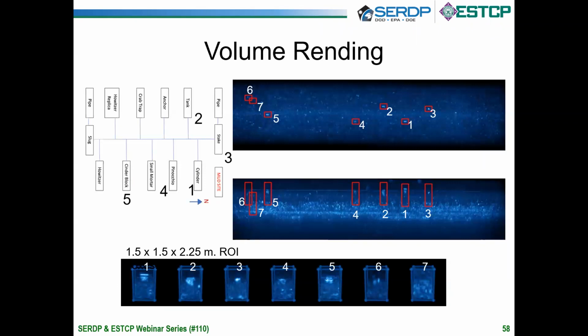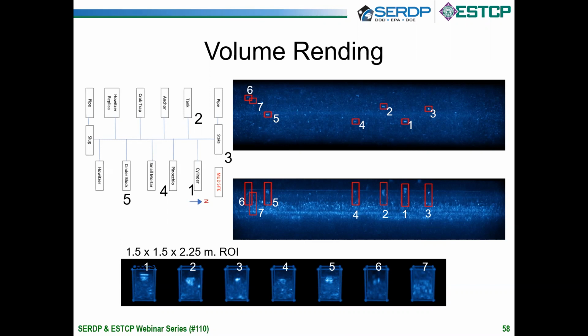So we're now going to look at the volume rendering, and I've numbered several of the targets that we've just seen on the last slide. And we're going to look at what the volume image looks like when we consider trying to isolate each one of these targets so we can extract data for the classifier.